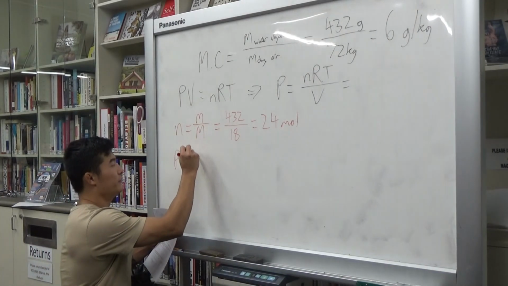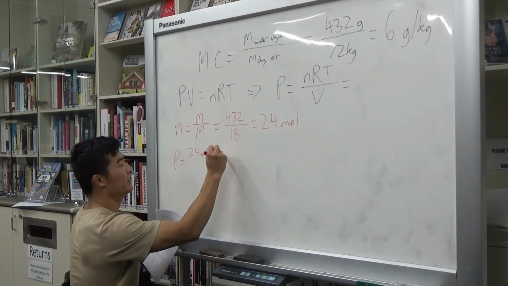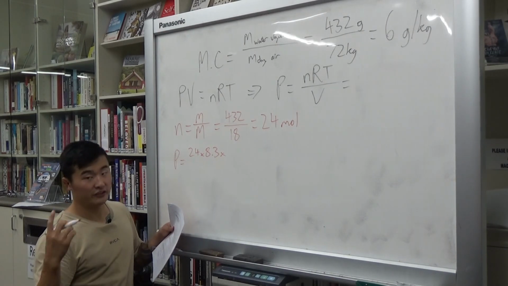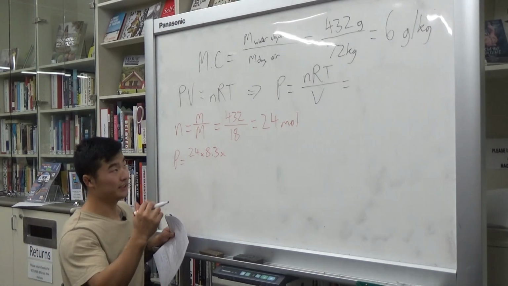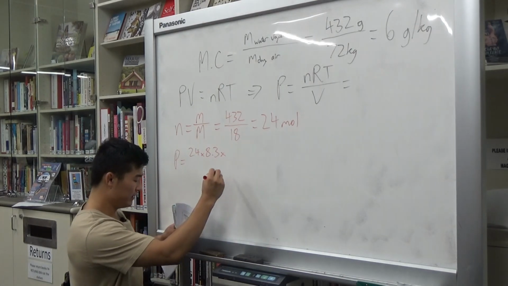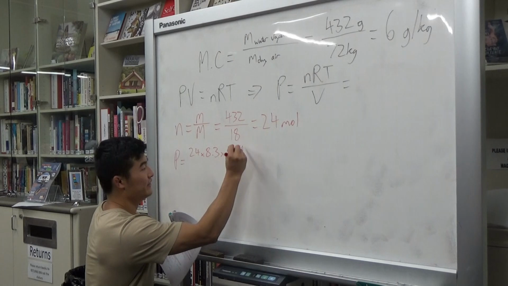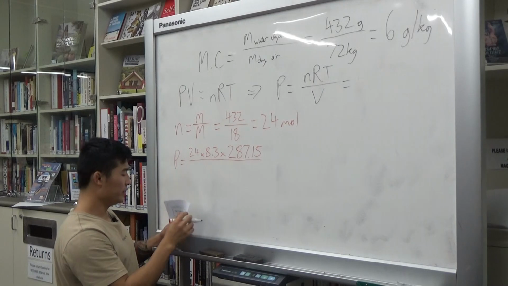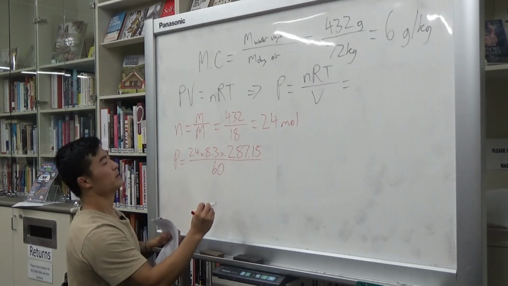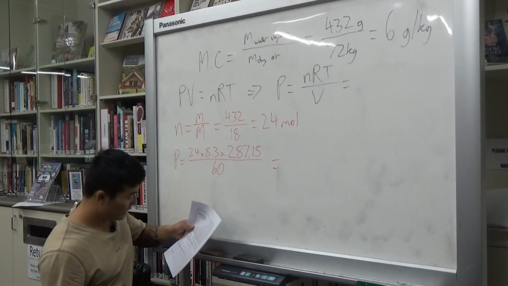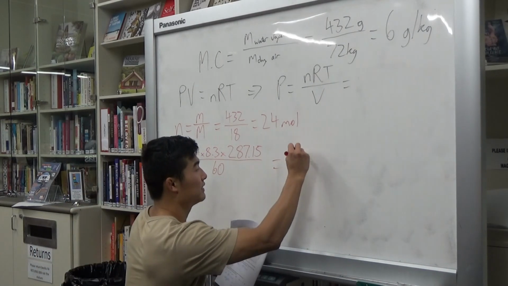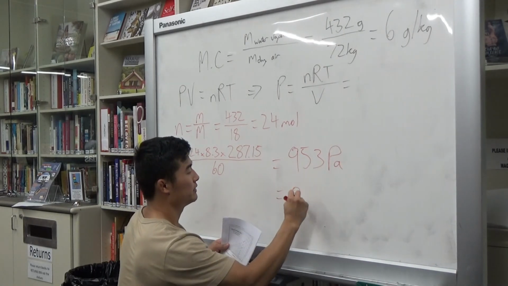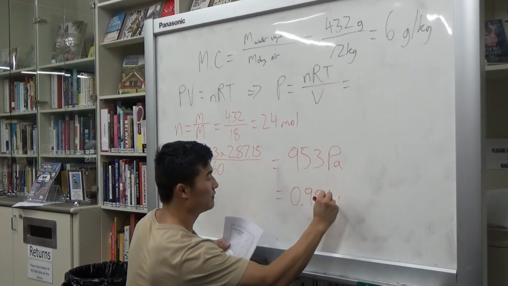P is equal to 24 times 8.3 times the temperature, which is 14 degrees Celsius. But remember, we have to convert this into Kelvin, so plus 273.15, which is going to be 287.15, over volume, which is 60 meters cubed. So that will be 953 pascals, or 0.95 kilopascals.